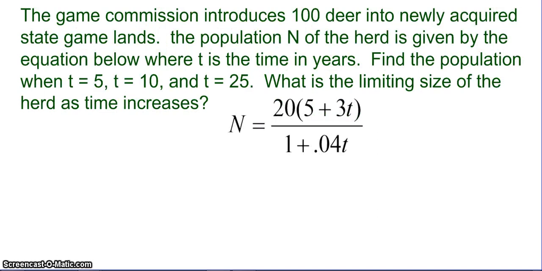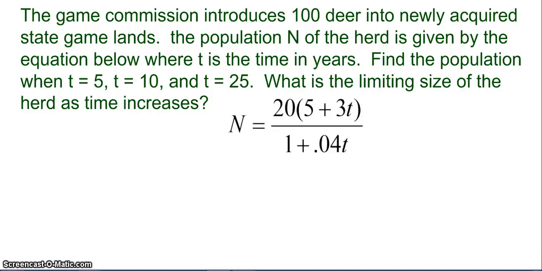Okay, so here's a word problem, but it kind of shows a nice application of rational functions. The Game Commission introduces 100 deer into newly acquired state game lands. The population N of the herd is given by the equation below, where T is the time in years. Find the population when T equals 5, T equals 10, and T equals 25. What is the limiting size of the herd as time increases?